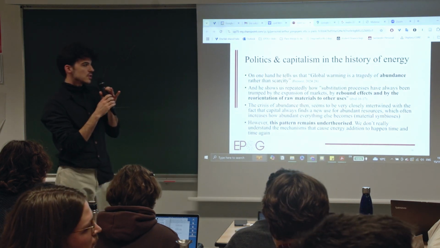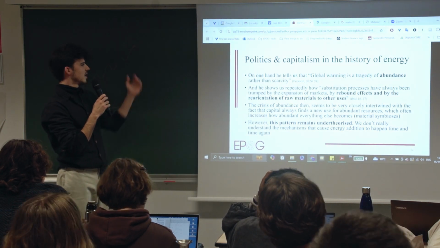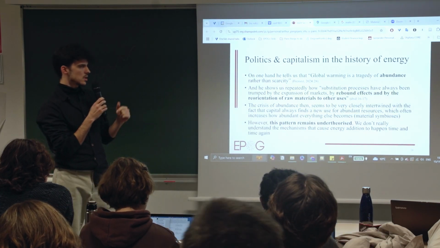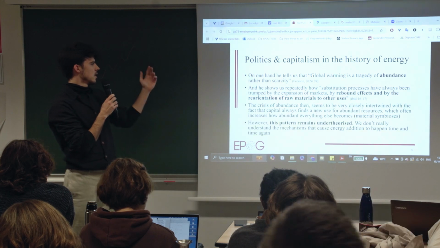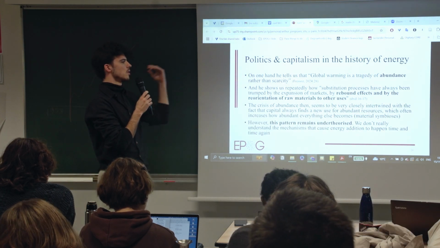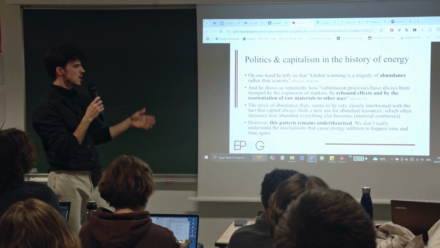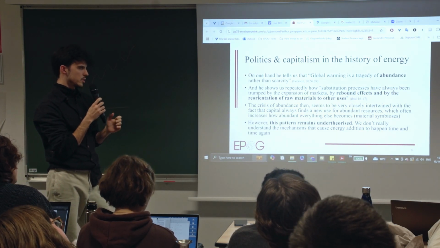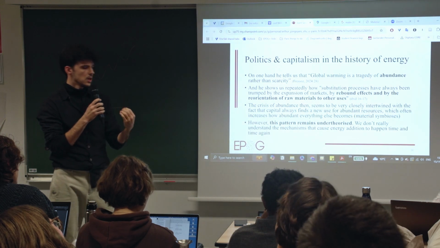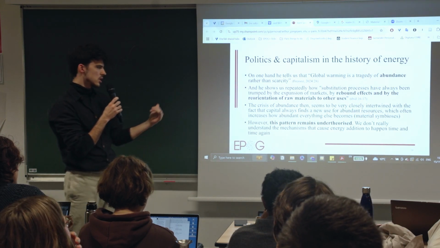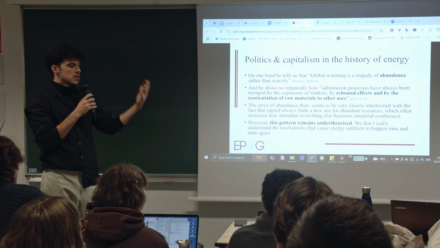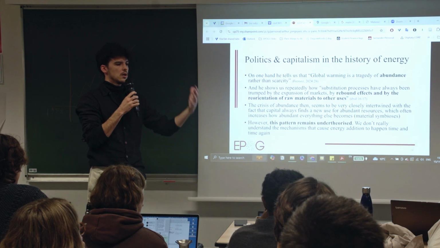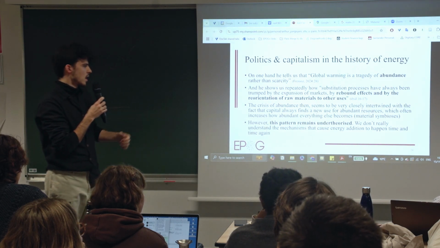But you do give us a few tips on how to answer that question. So on one hand, he tells us that global warming is a tragedy of abundance rather than scarcity, so abundance is highlighted there. And you show us repeatedly how the substitution processes, technological ones, have always been trumped by the expansion of markets, rebound effects, and the reorientation of raw materials to other uses. So to me, intuitively, this abundance is very closely intertwined with the fact that capital always finds a new use for abundant resources, which often, through material symbiosis, leads to increased material consumption.